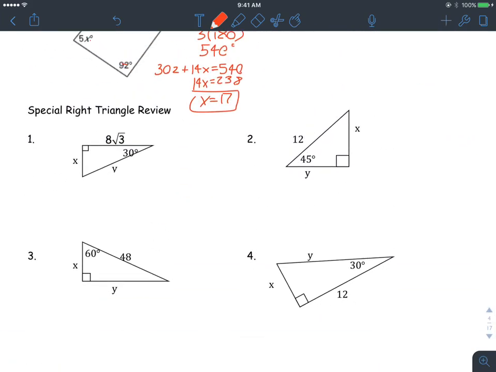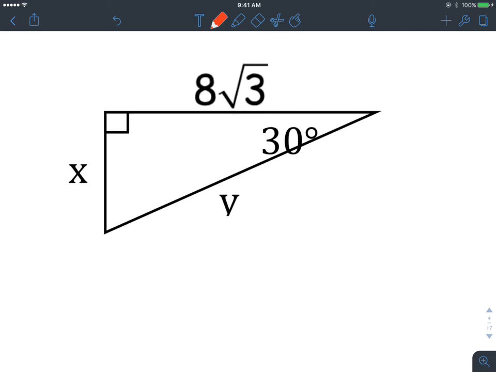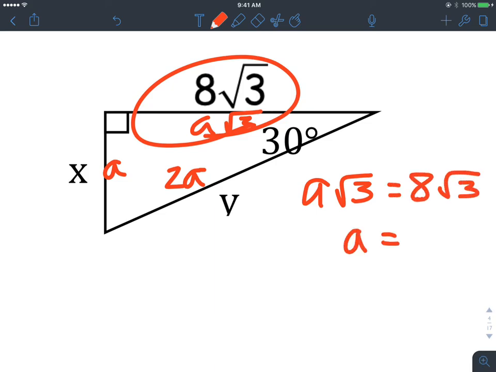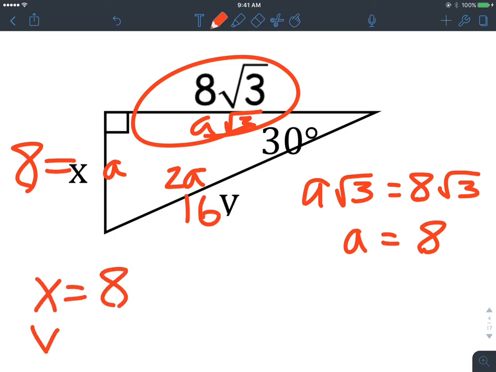Alright, and I guess we have some special right triangle reviews. So I guess we'll do a couple of these. 30, 60, 90 triangles. So remember we put a, root 3, and then 2a for this side right here. So notice your root 3 side, a root 3 is equal to 8 root 3. So you can just divide both sides by square root of 3. So a is equal to 8. Therefore 2a is going to be 16.